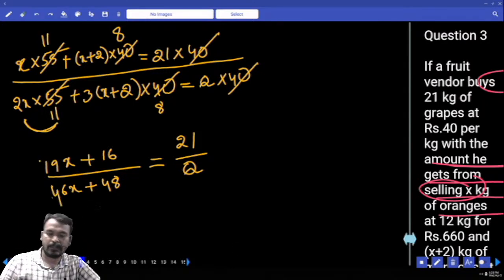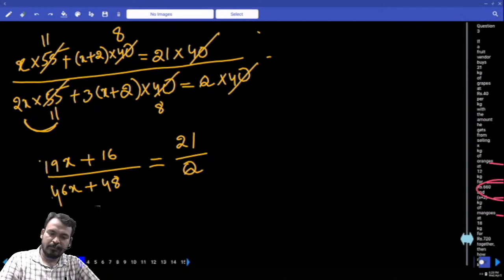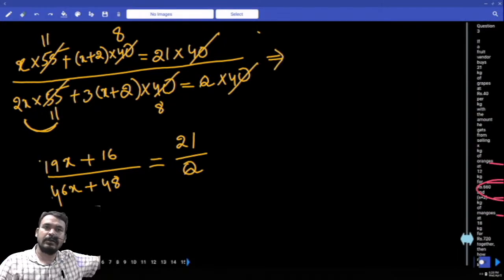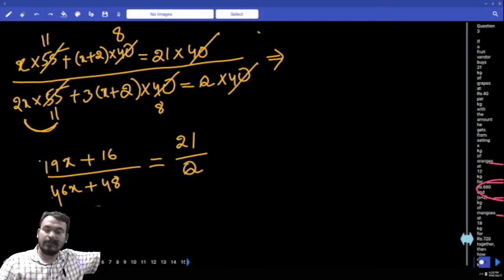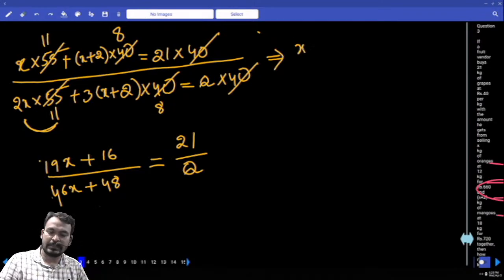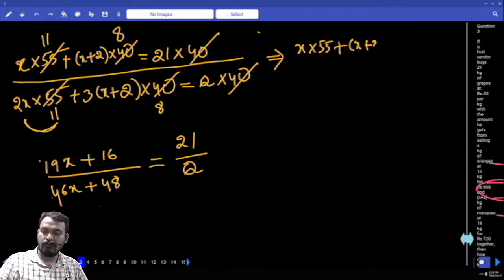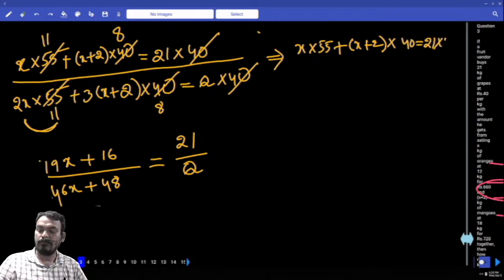46x, it is one way, but here how many unknowns are there? 2 unknowns. Or simplify the first one, substitute the x value in the second one, we get the quantity 1. Simplify the first one means x into 55 plus x plus 2 into 40 equal to how much? 21 into 40 or not? Simplify that one, we get the x value or not? Substitute the x value in the second one, we get the quantity or not?